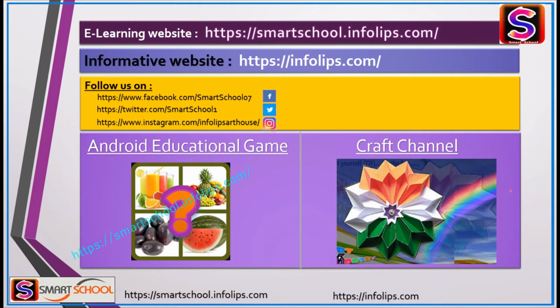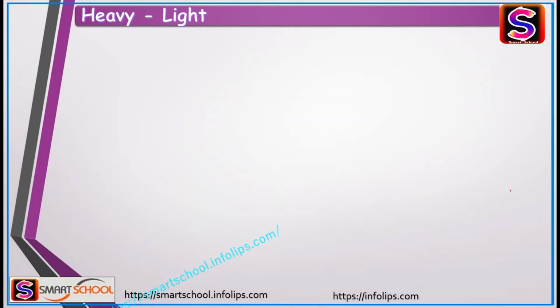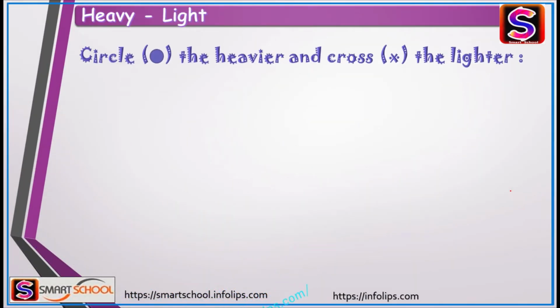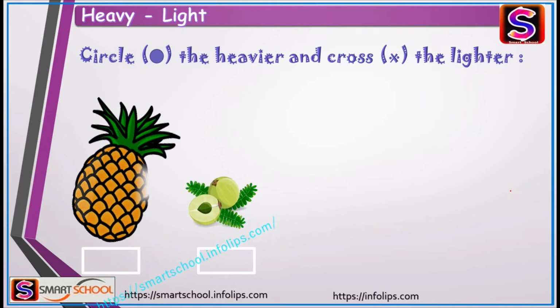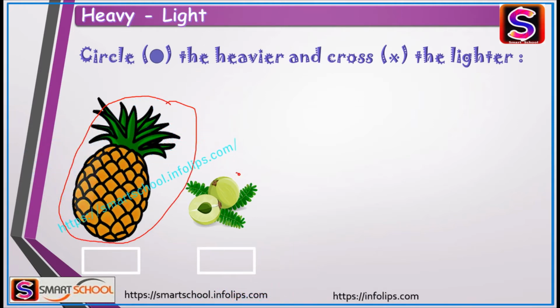So let's continue. Heavy and light. See here, first example. Circle the heavier and cross the lighter. So this is the picture. There are two fruits. One is a pineapple and another one is an olive. So the pineapple has big mass, it means more weight. And this olive is very small, so it has very little weight.